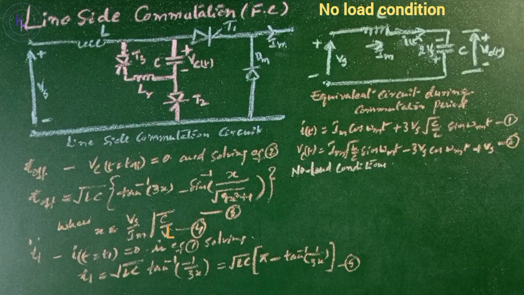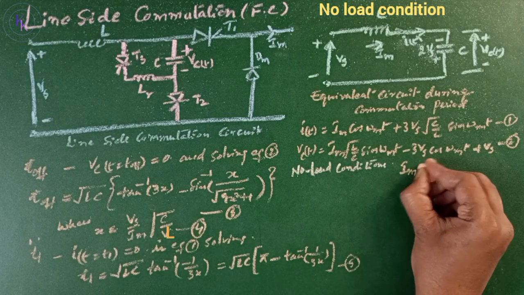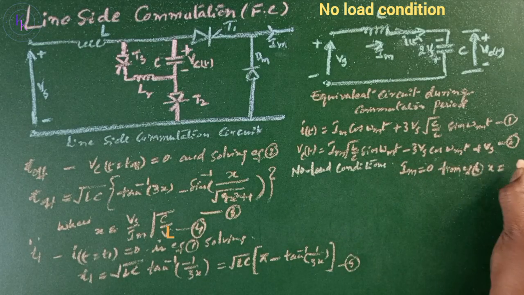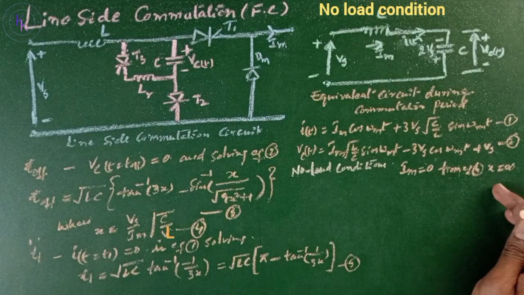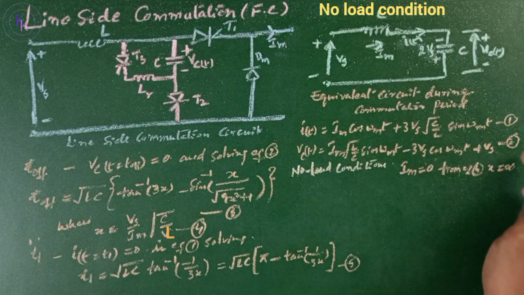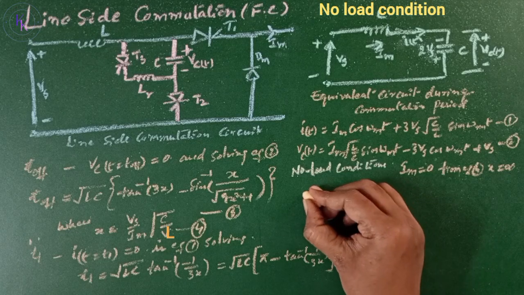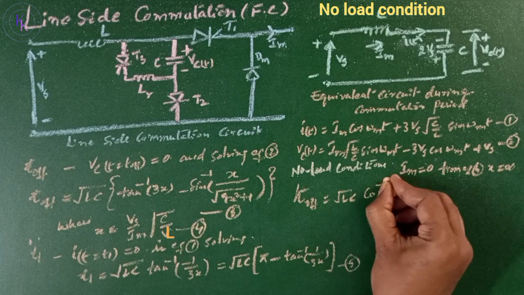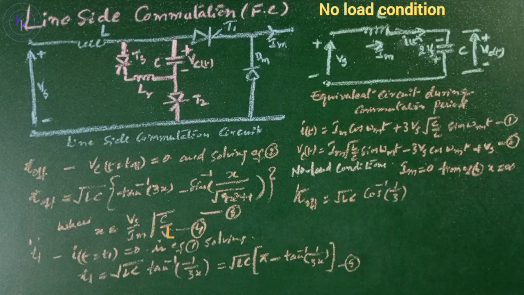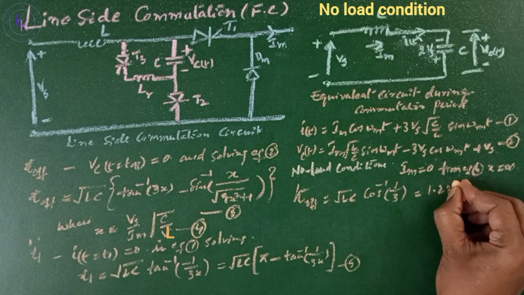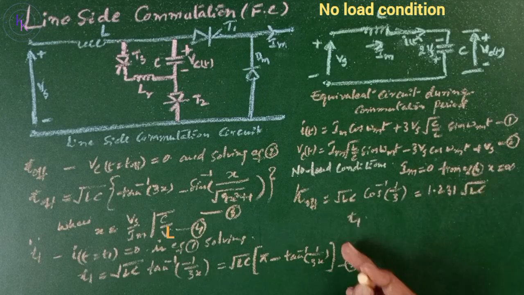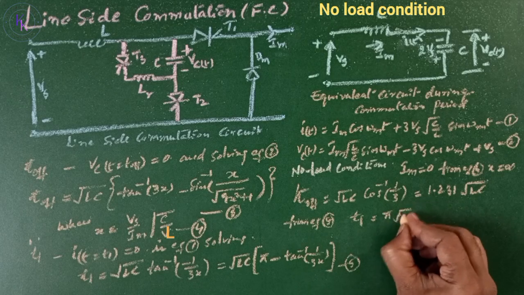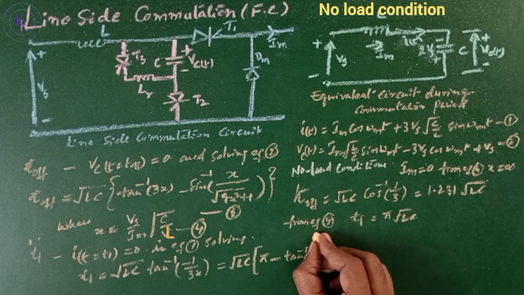Now under no load condition, Im equals 0. From equation 4, x equals infinity. Now when you substitute these conditions in equation number 2, you get the turn-off time t_off equals root LC cos inverse of 1 by 3, which is 1.231 root LC. From equation number 5, t1 equals 5 root LC, and this value becomes equal to 0.